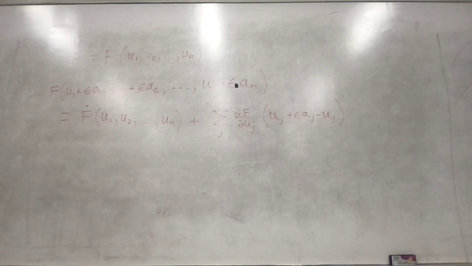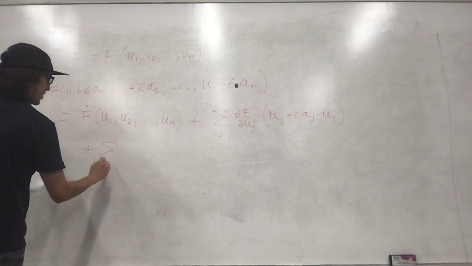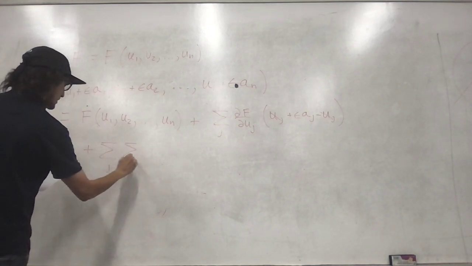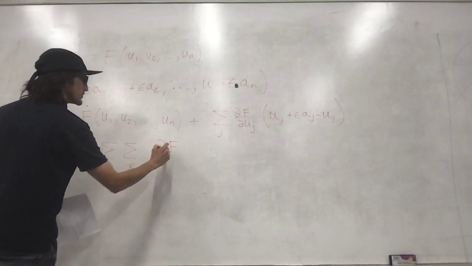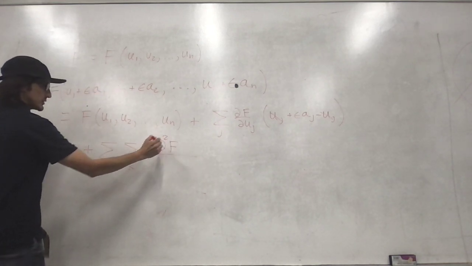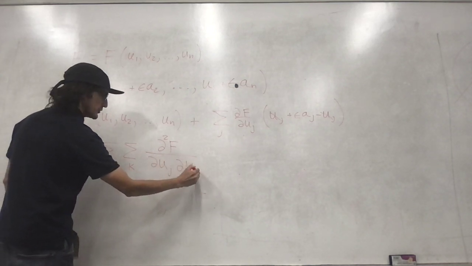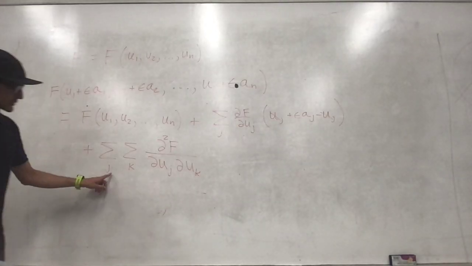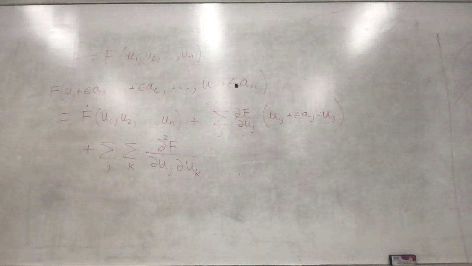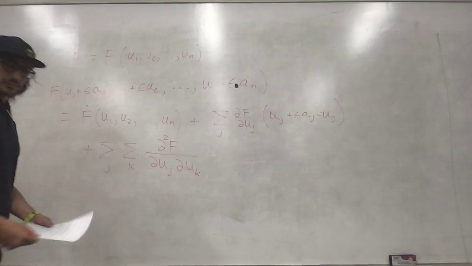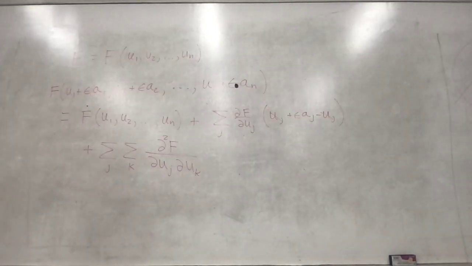It's when things start to get interesting. So we're going to have j and k, the second partial derivative of the function with respect to u_j, and then with respect to u_k. So in general, j and k can be the same index, but this is how the function changes when you are squeezing it into different directions at the same time.